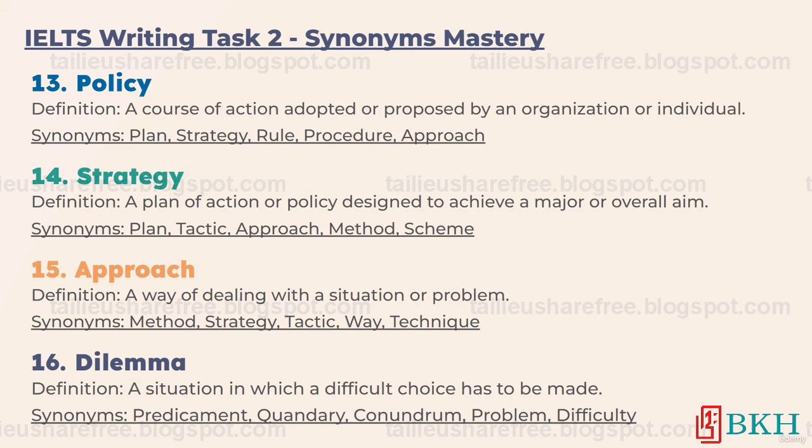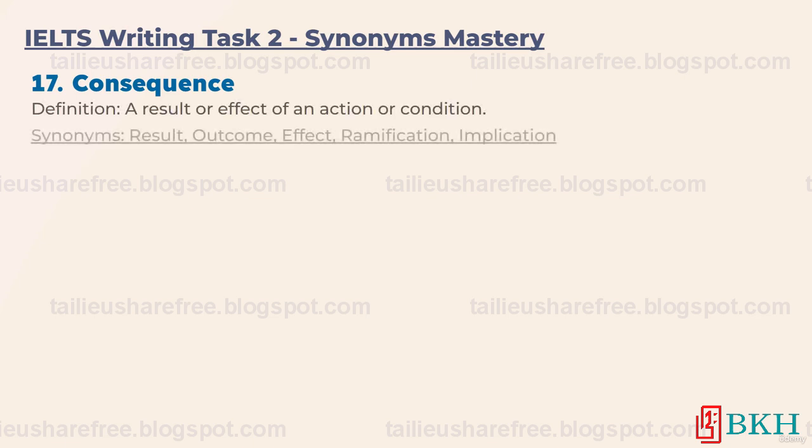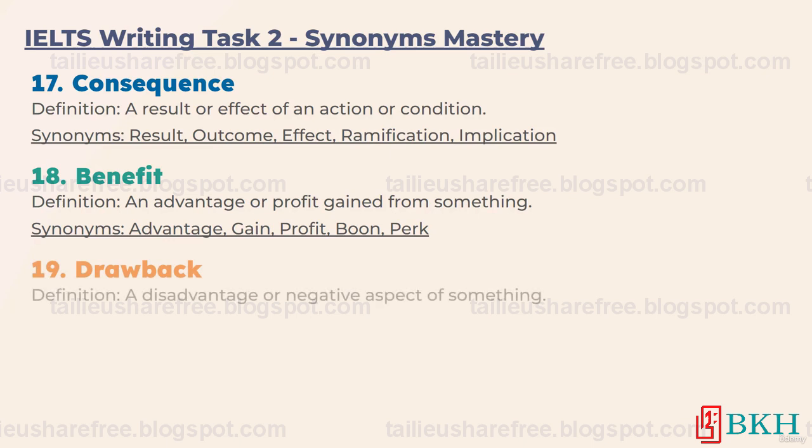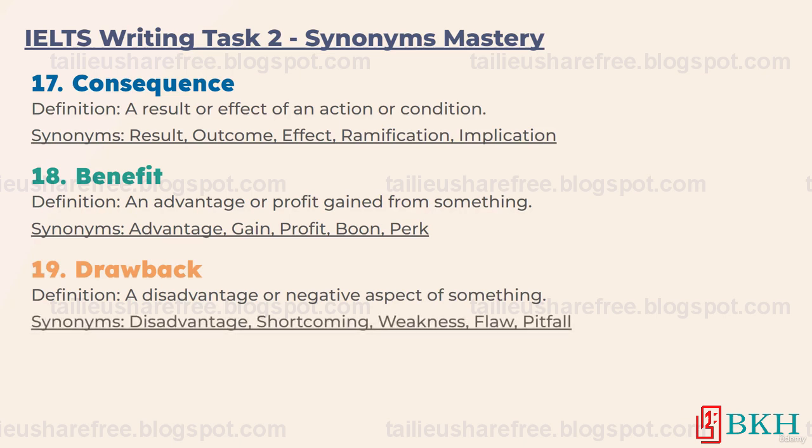And our last group of essential synonym root words, consequence, a result or effect of an action happening. Benefit, we often explore the positives and negatives, advantages and disadvantages, so this is an important word. An advantage or profit gained from something. Drawback, another very useful word there, but good to know the synonyms. Drawback, of course, is a disadvantage or negative aspect of something.